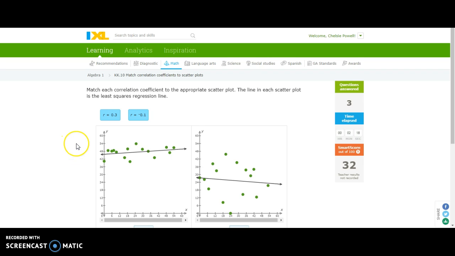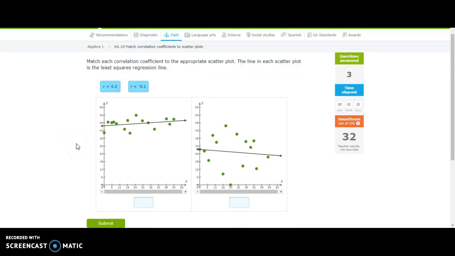Now here's one that's a little bit different. All the data is scattered, but the difference is that this one right here has a slightly positive slope. You can kind of see that the line goes up. And this one right here has a slightly negative slope. You can kind of see that the line goes down.